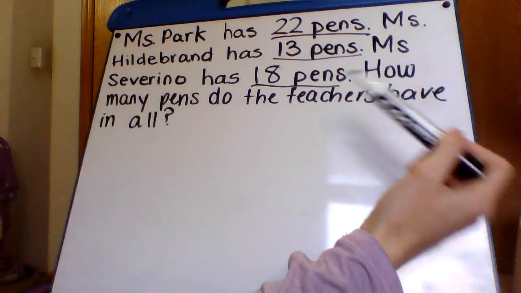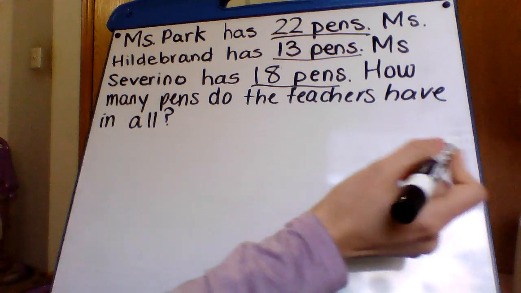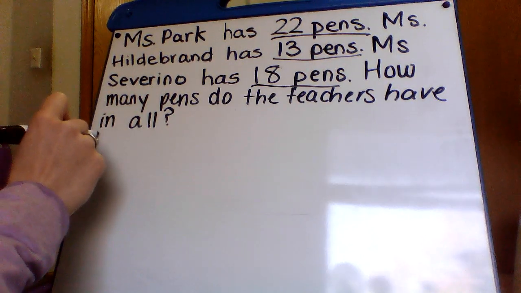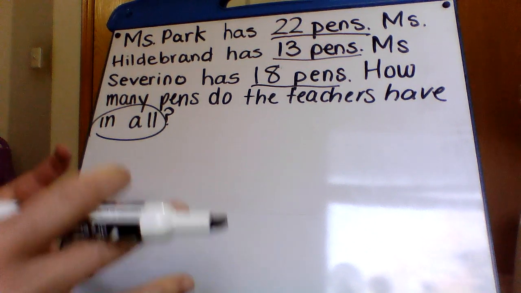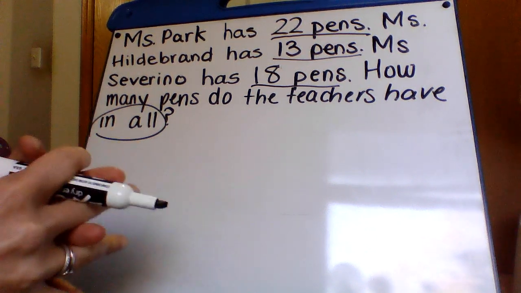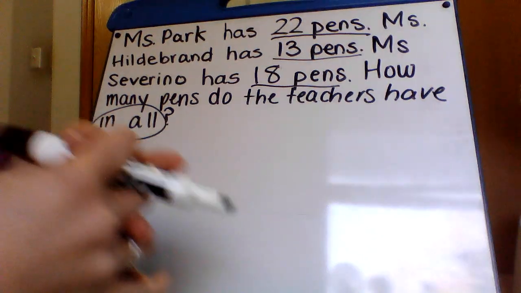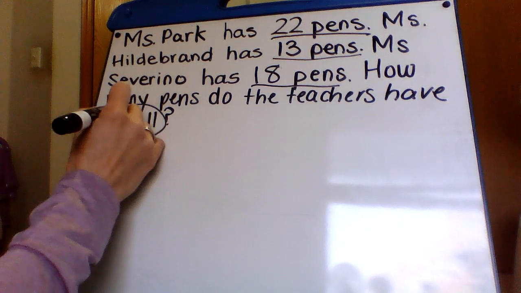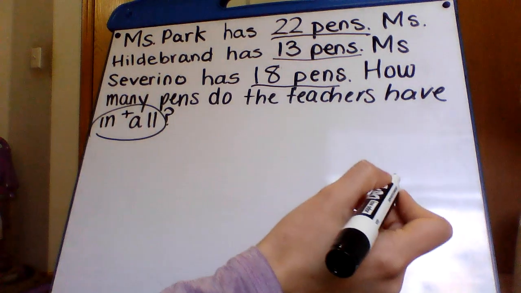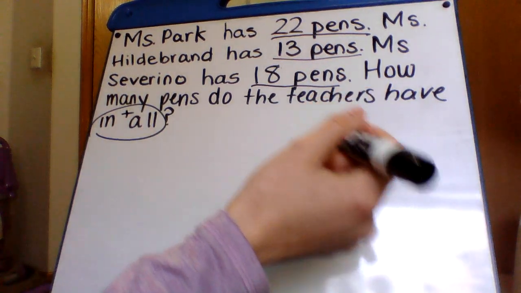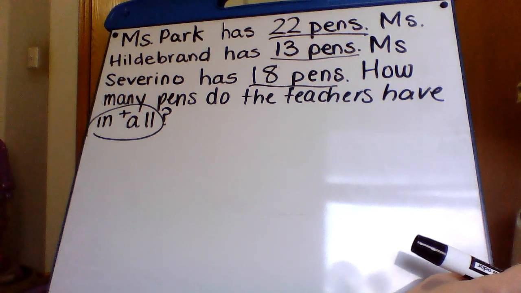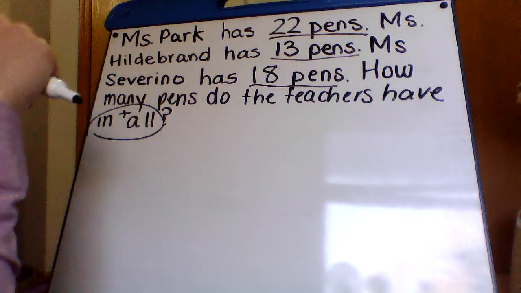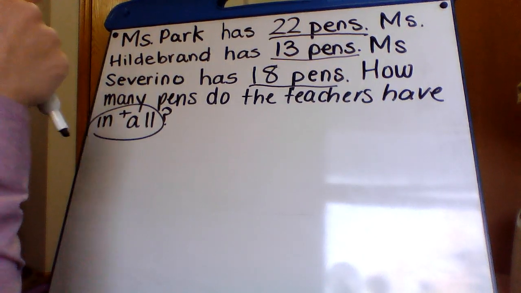Okay, so how many pens do the teachers have in all? This in all is going to tell us to do something. What they want to know is take all those pens, put them together. How many do they have in all together? So in all is going to tell you to add. So 3 numbers, you might be thinking, oh, I don't know if I can do that, right? You can do that. So break it up. If you have to do 2 numbers, pick 2 numbers, do that first, and then add the second number.